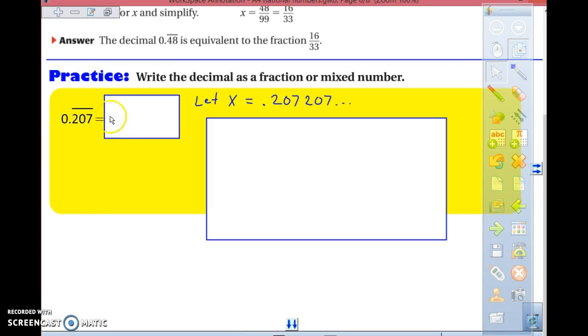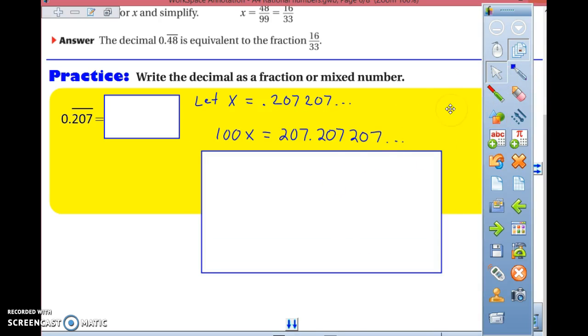Let's try another one. Write the decimal as a fraction or mixed number. 0.207 repeating. First, we're going to let x equal that repeating decimal, and then we're going to need to figure out what number to multiply by. So I see the repeating pattern happening 3 decimal places. So that means we're going to multiply by 1,000. So we have 1,000 times x. So to move that 3 positions, that takes 1,000x.